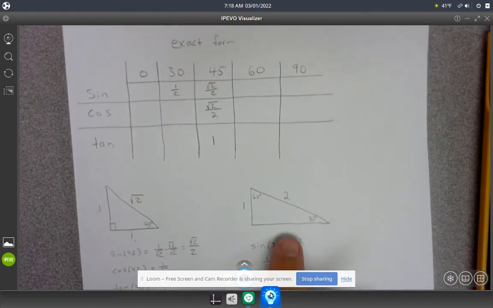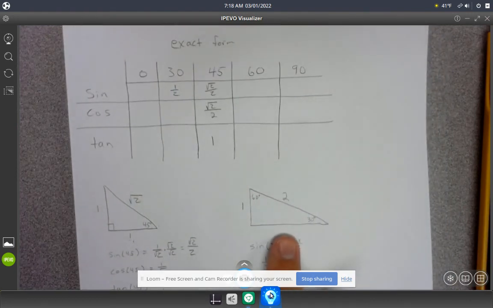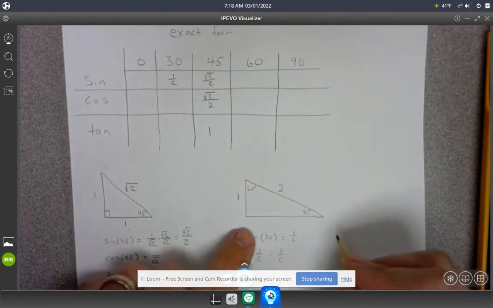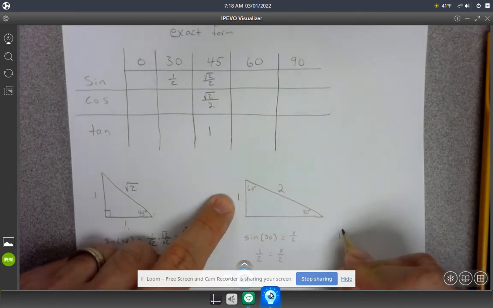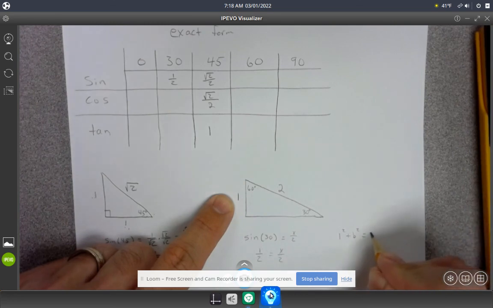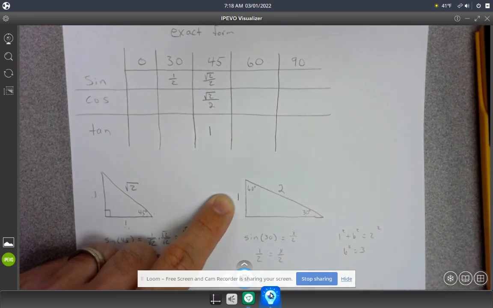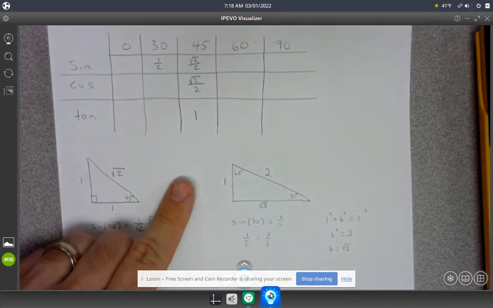Now, to figure out this missing side down here, we would use the Pythagorean theorem. So I would say something like 1 squared plus b squared is equal to 2 squared. Okay, b squared would equal 3 because you got 4 here and you're subtracting 1. So b would just be the square root of 3. So this side right here is going to be the square root of 3.